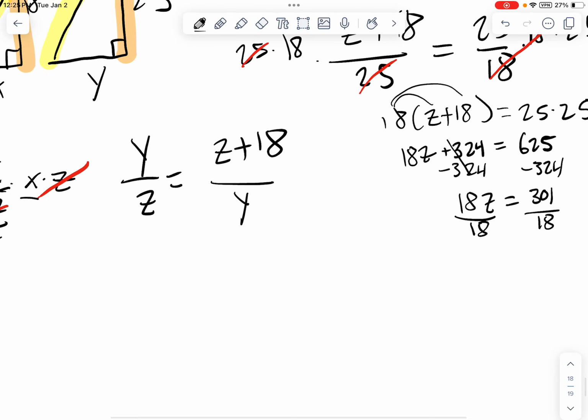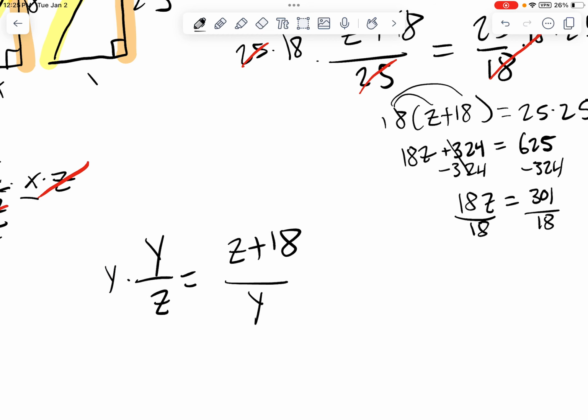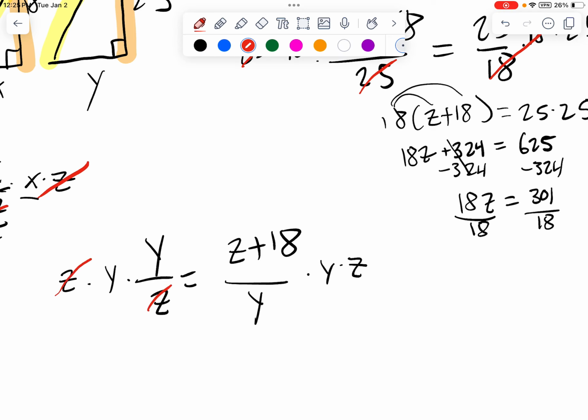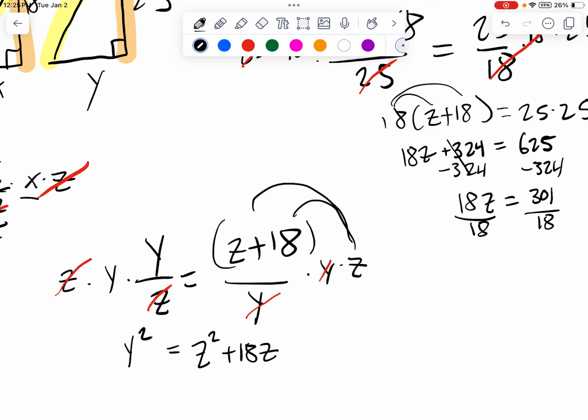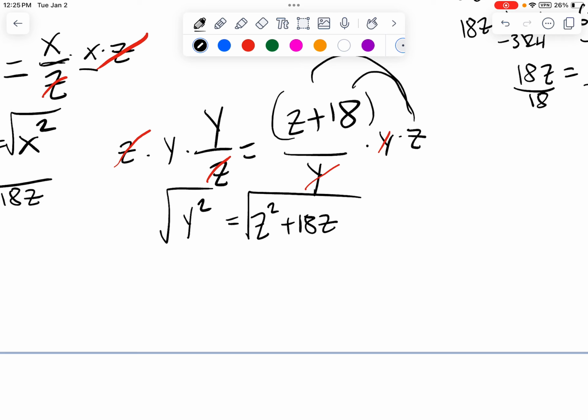Let's do the same for y, right? So multiply y both sides and a z both sides. That way your z's will cancel on the left, y's on the right, and you're left with y squared equals, and then that z is going to distribute through, so z squared plus 18z. Okay, take the square root, plus and minus, but you only need the plus, so y equals the square root of z squared plus 18z.